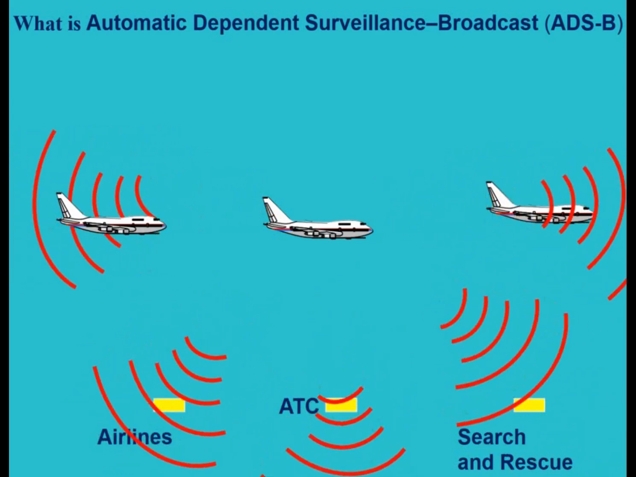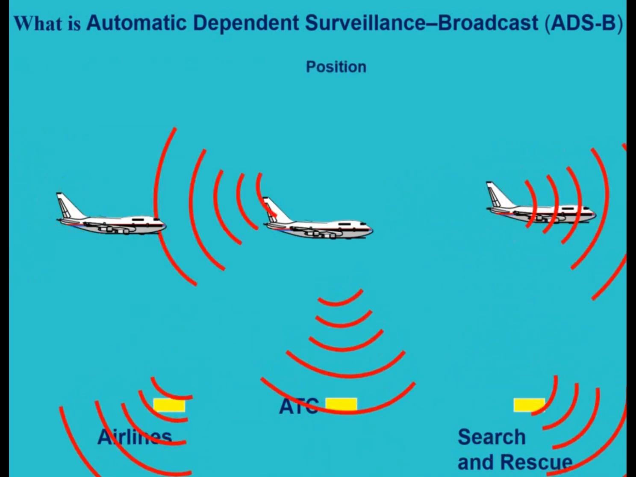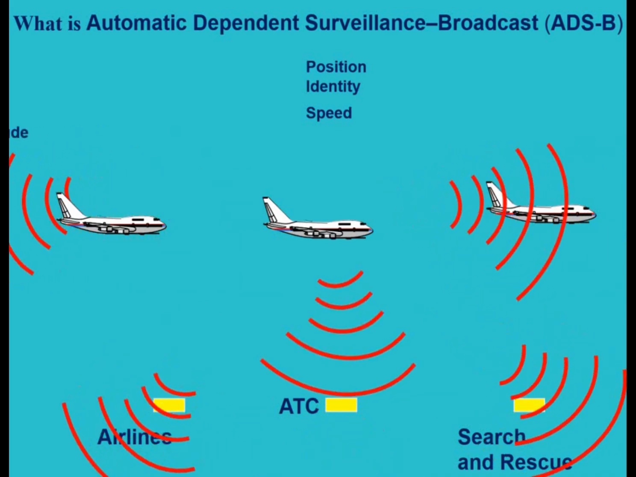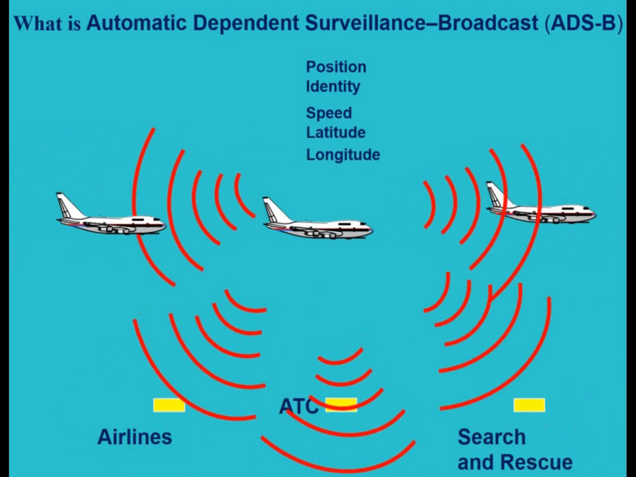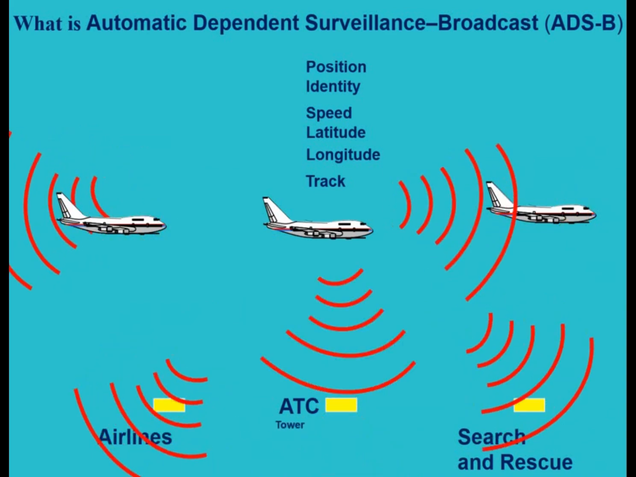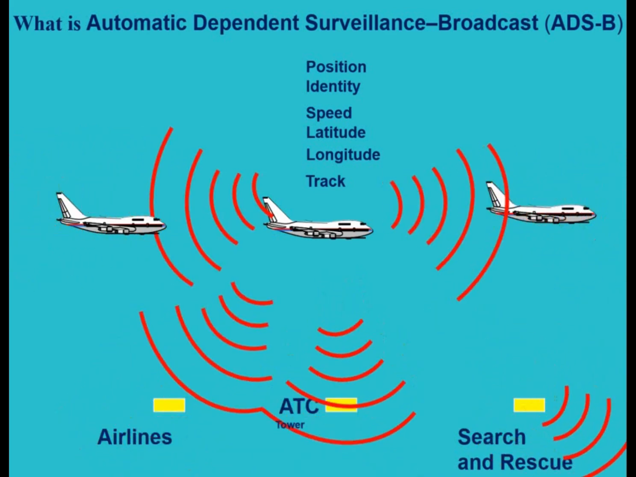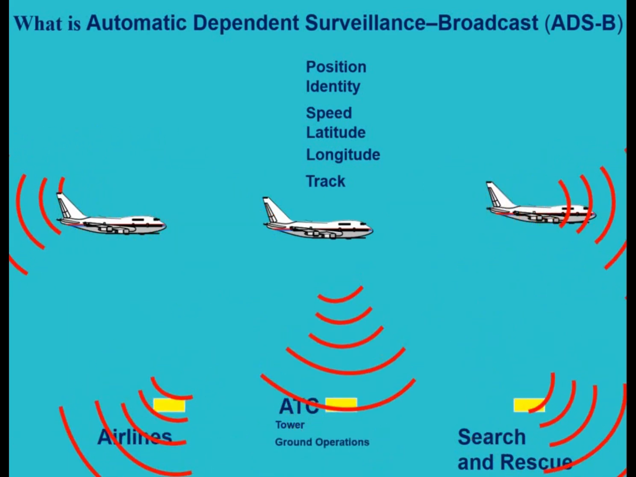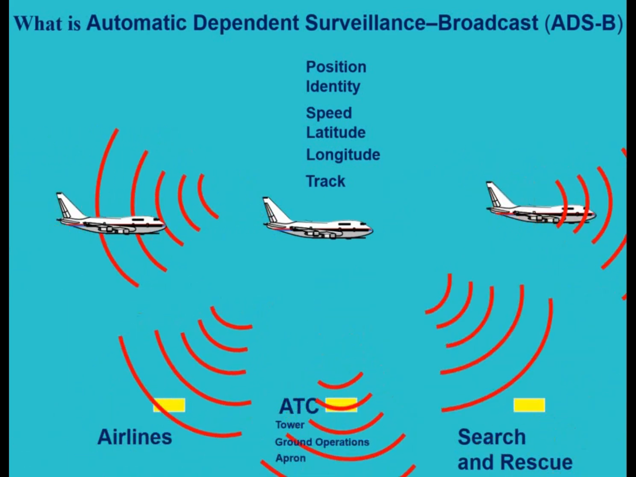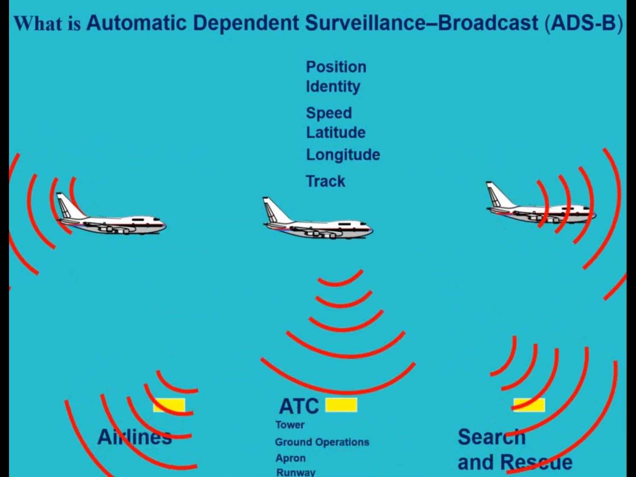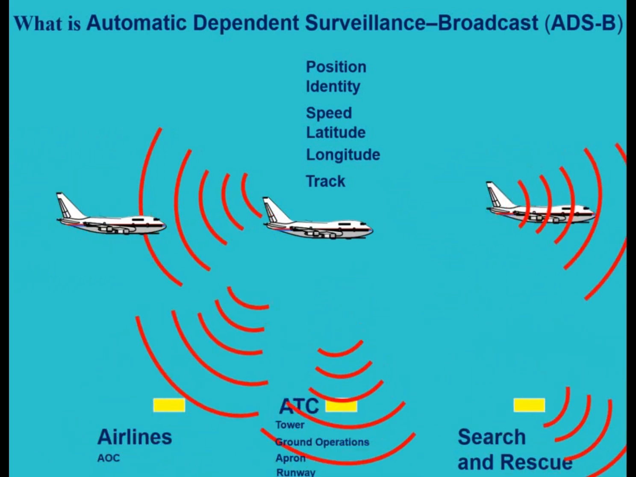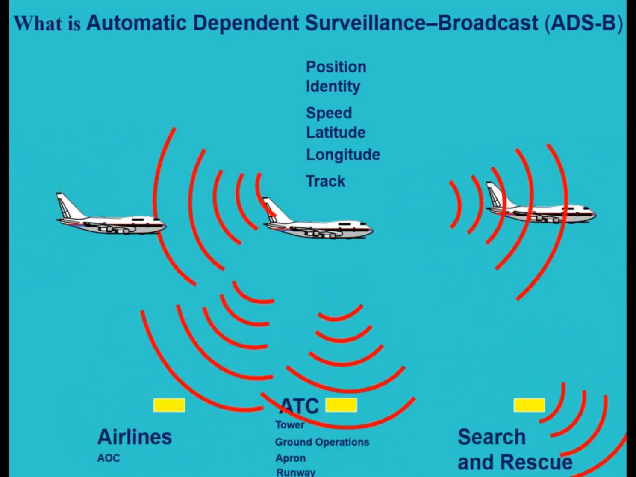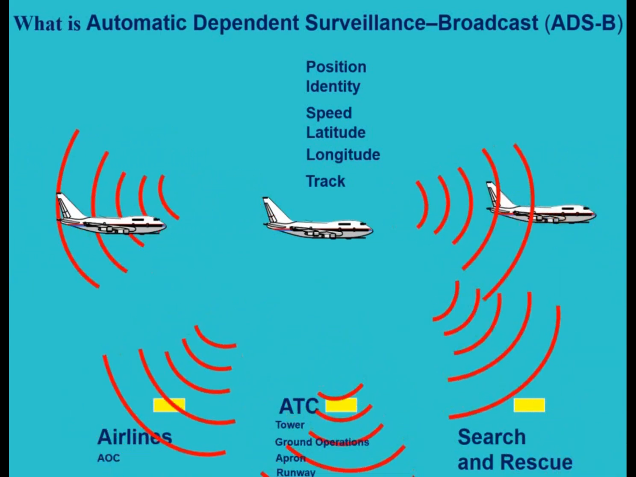The aircraft broadcasts information such as position, identity, speed, latitude, longitude, track, and in air traffic control, it provides information to tower, ground operations, apron, and runway. And for the airlines, it can provide information to the airline operating center.